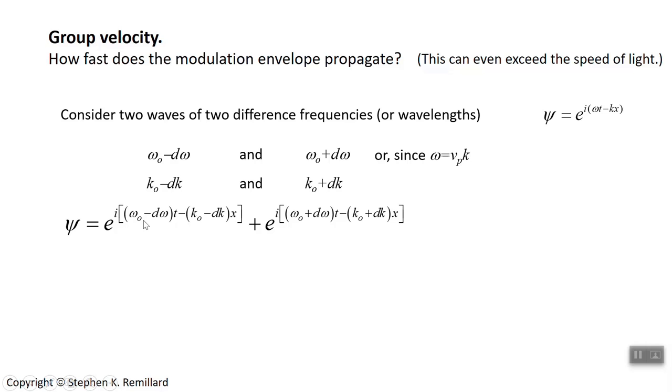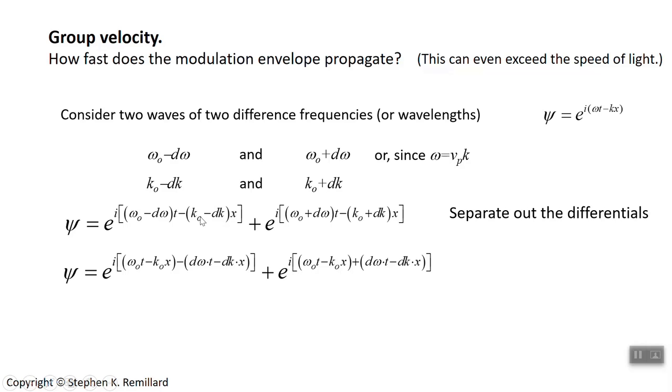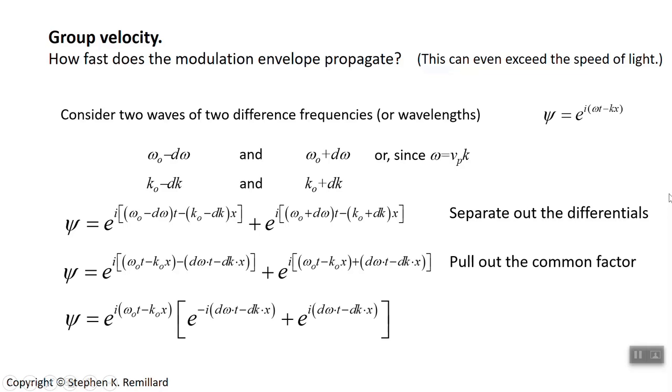Rearrange these exponentials slightly to get the differentials to group together and the non-differentials grouped together. Take a minute and look and realize these are the same expression, just rearranged slightly. But now I realize that these two terms have a common factor of e to the i(omega 0 t minus k0 x), which I can factor out. So pull out that common factor, and in square parentheses then I have what's left, exponential with the differentials in the argument, e to the minus i(d omega t minus dk x).